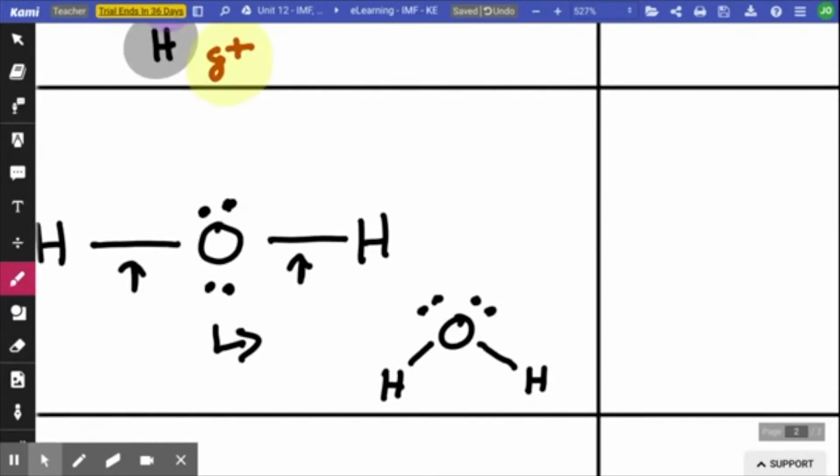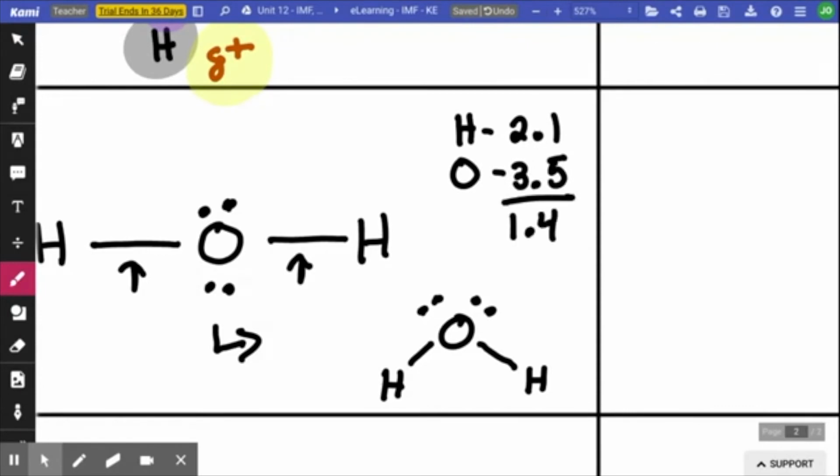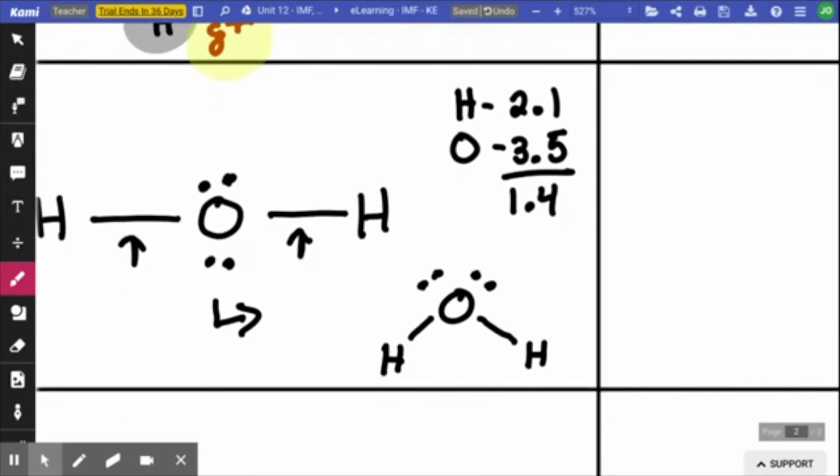All right, so now I need to check my electronegativity difference. Hydrogen has an electronegativity of, if we count over and count up, 2, but hydrogen's technically a 2.1. Oxygen has an electronegativity of 3.5. Again, we're just counting over from that fluorine. So your difference is 1.4.